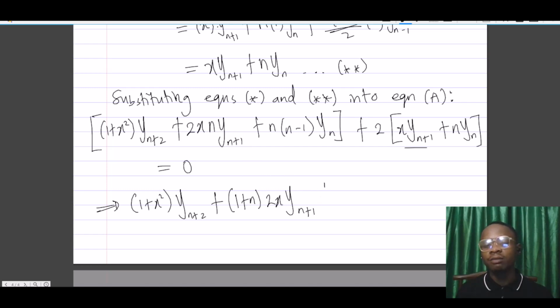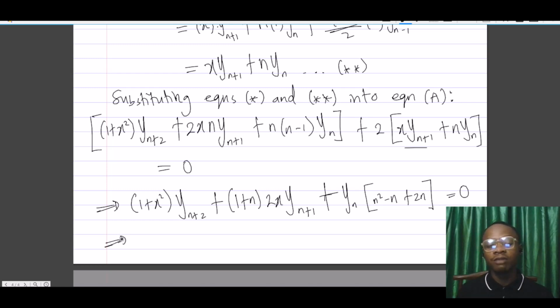And then we have plus y sub n. This is n into n minus 1. That is n squared minus n. Then we have this to be plus 2n. So this is basically y sub n into, this will be n into n plus n minus 1. That will be n squared minus n. Then this will be plus 2n, and this will be equal to 0.